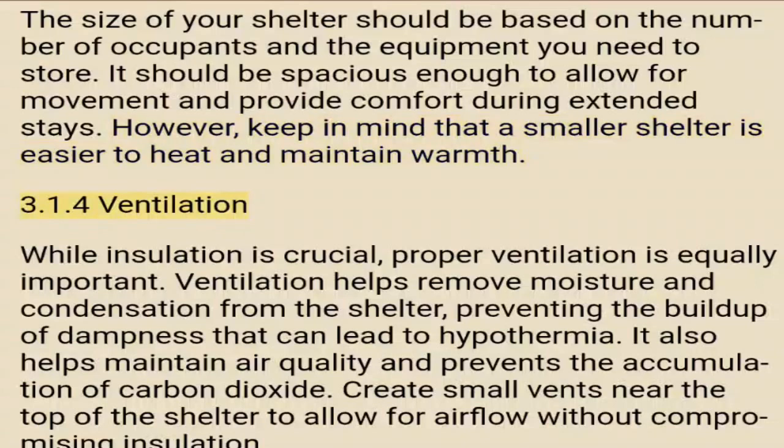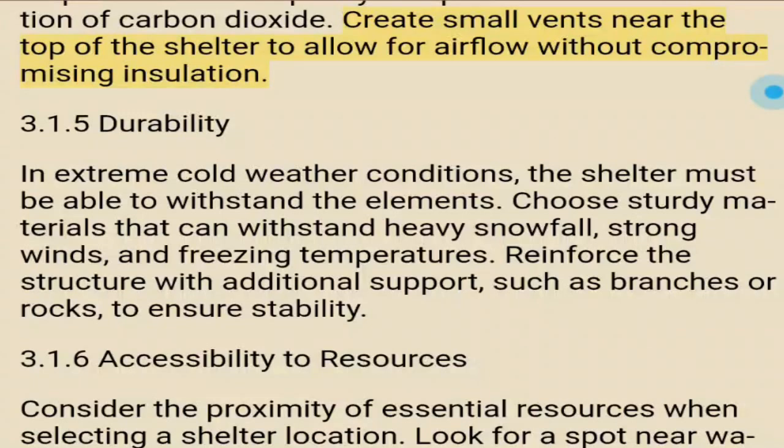3.1.4 Ventilation. While insulation is crucial, proper ventilation is equally important. Ventilation helps remove moisture and condensation from the shelter, preventing the buildup of dampness that can lead to hypothermia. It also helps maintain air quality and prevents the accumulation of carbon dioxide. Create small vents near the top of the shelter to allow for airflow without compromising insulation.